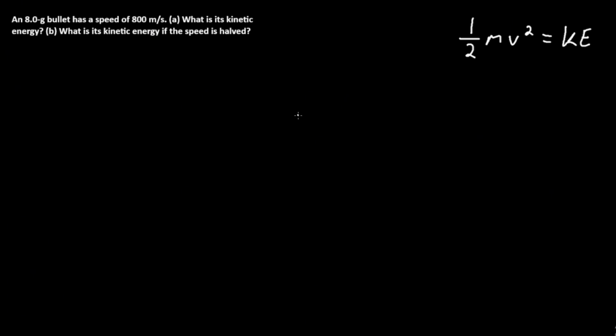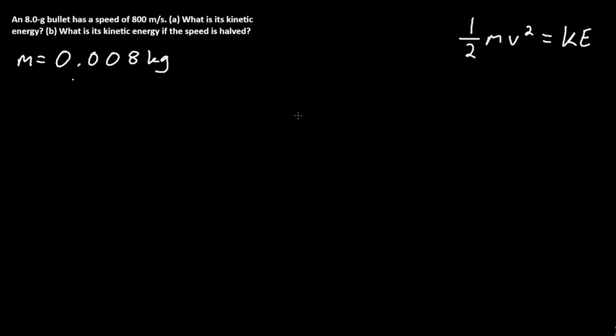So my first problem: an 8-gram bullet, speed of 800 meters per second. What is its kinetic energy? So just use the kinetic energy formula here: 1/2 mass times velocity squared. And okay, mass of the bullet. This is 8 grams, so we need to change this to kilos. So we have 0.008 kilograms.